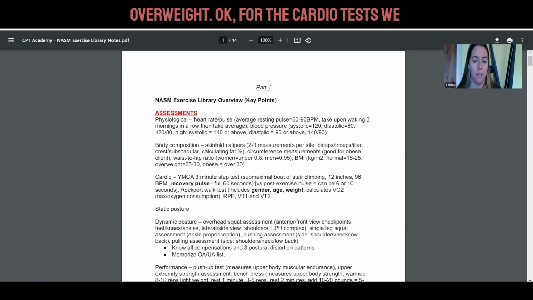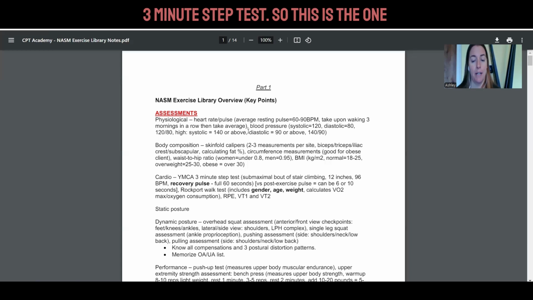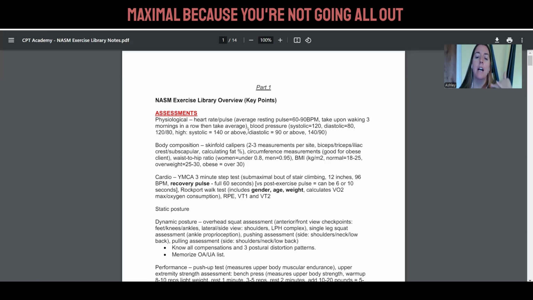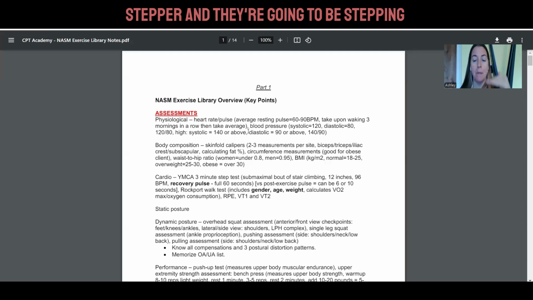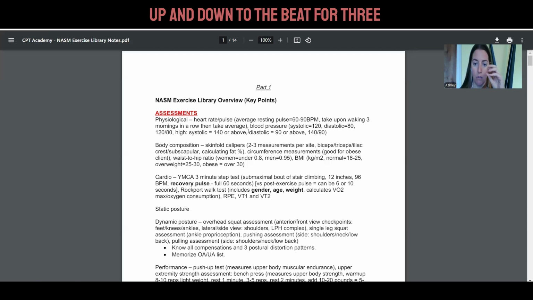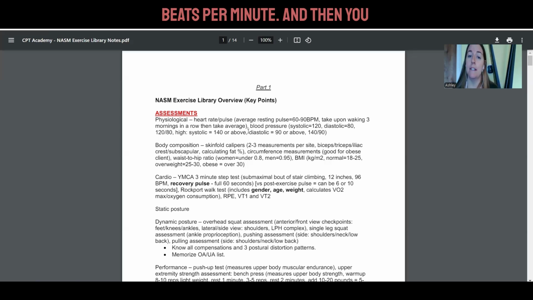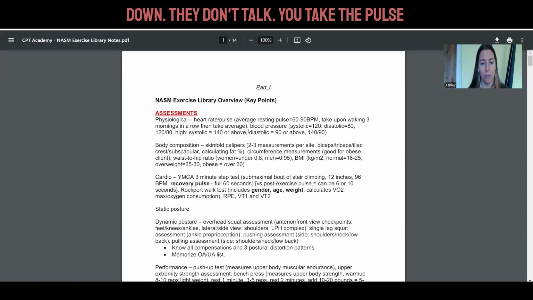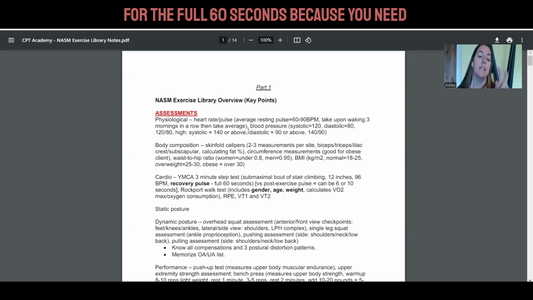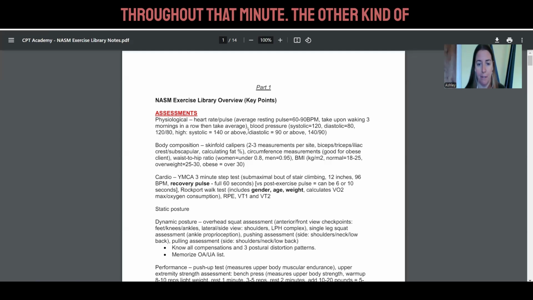Okay, for the cardio tests, we'll start with the YMCA 3-minute step test. This is the one they might describe as submaximal, because you're not going all out, a bout of stair climbing where you set up a stepper and they step up and down to the beat for 3 minutes: 12 inches off the ground, 96 beats per minute. Then you immediately take their recovery pulse. You sit them down, they don't talk, and you take the pulse for the full 60 seconds, because you need to see how hard their heart is working at the beginning and how it recovers throughout that minute.